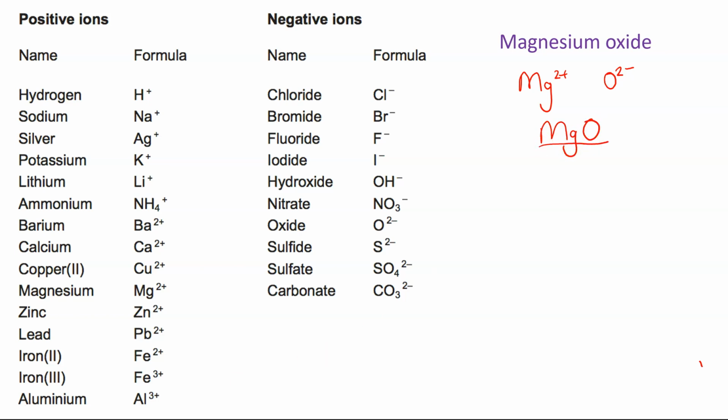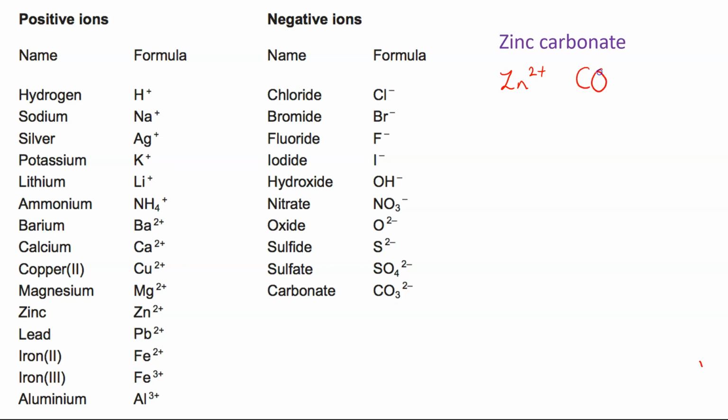Let's try another one. So this one is zinc carbonate. So we need to find zinc, which is Zn2+. So that means it's positively charged by 2. And then we need to find carbonate, which is CO3 2-. Okay, now this throws people because there's 2 numbers here. Don't worry about the fact there's 2 numbers. This number at the bottom here, this number 3, is just telling you that there are 3 oxygens here. And it's just the charge that we're interested in.